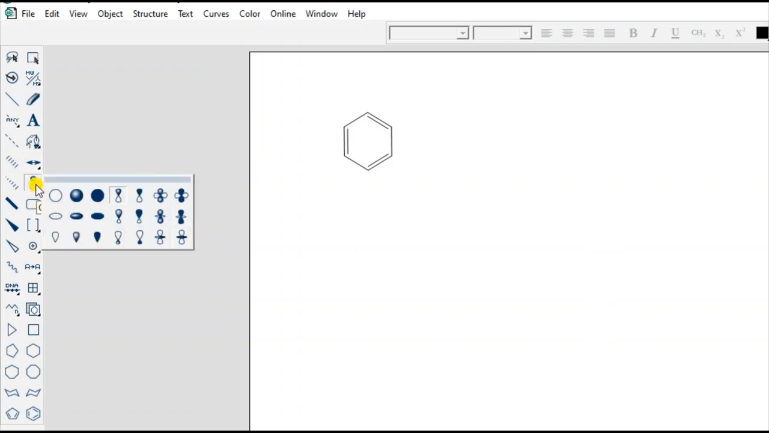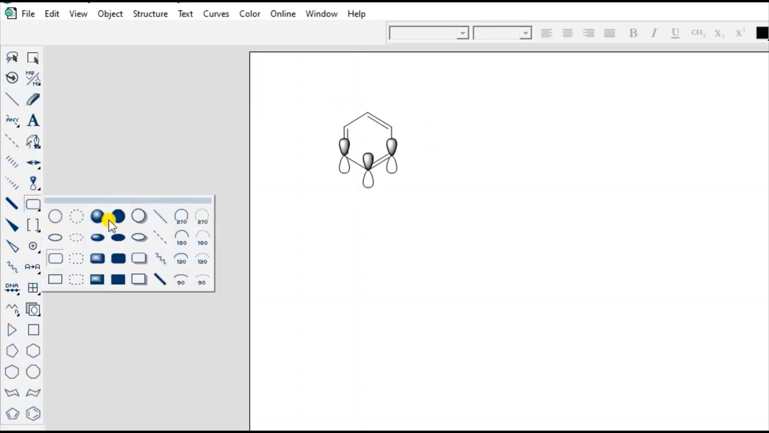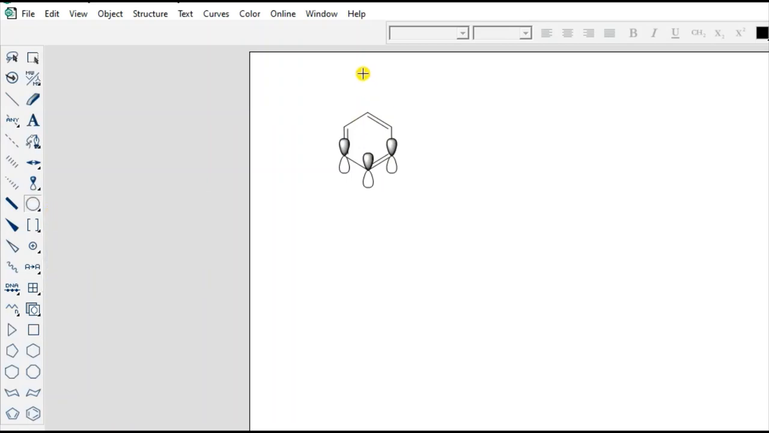Next is the orbital tool. There are many orbitals in this which you can use. We can apply this in this way on that particular carbon. Next is the drawing tool. The drawing tool has many other structures. These are used to circle the structure, square the structure, or box the structure. Next is the bracket tool. The bracket tool is used to bracket any particular situation you think is important.